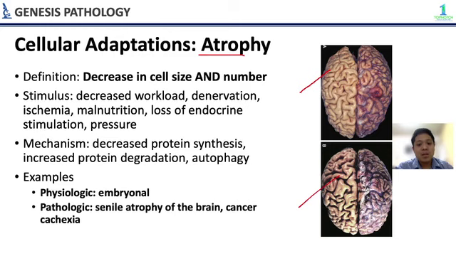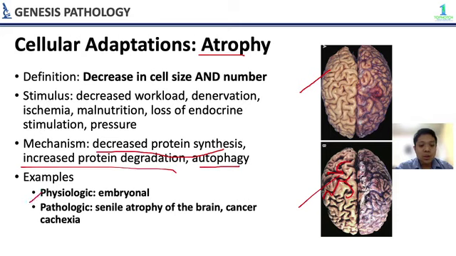Pero dito nakikita nyo na sobrang lalaki na ng spaces because the cell mass or the gray matter, nawawala na sila, nag-atrophy na sila. So the stimulus here is usually decreased workload, denervation, ischemia, malnutrition, loss of endocrine stimulation, and pressure. So isipin na lang, if you're not using that body part as much, nagkaka-atrophy siya because your body is telling you, oh, you don't need this anymore. So lilit na lang siya or magdi-disappear na lang siya. The mechanism usually is decreased protein synthesis, increased protein degradation, and autophagy.